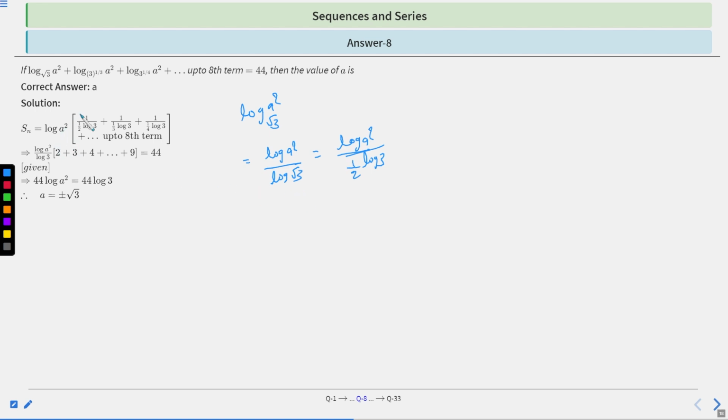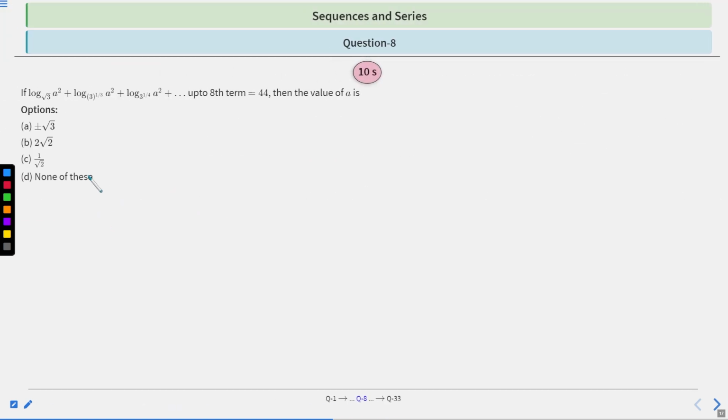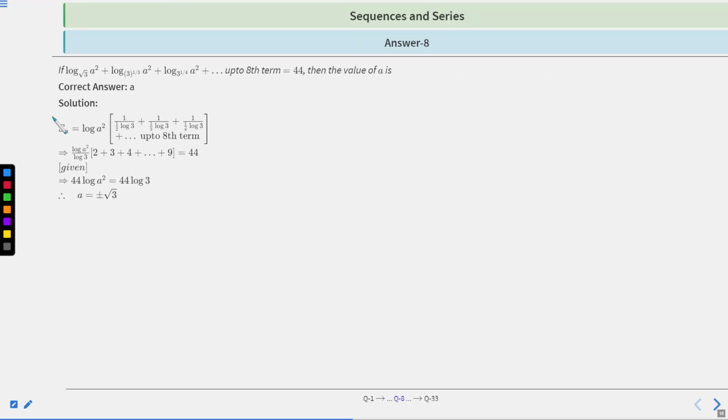So Sn is log a square times 1 by 2 log 3 plus 1 by 3 log 3 up to the 8th term. Now take log 3 outside. So log a square upon log 3 is 2 plus 3 plus 4, up to the 8th term, which will be 9, is equal to 44. After solving this, by cross multiplying we get 44 log a square is equal to 44 log 3. So we get a as plus minus 3. Option A is the right choice. Let's move to the next question.